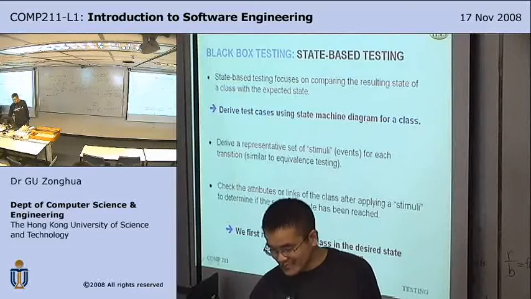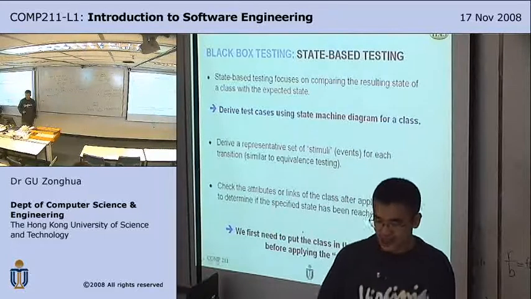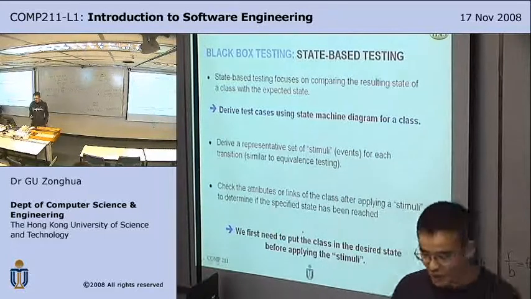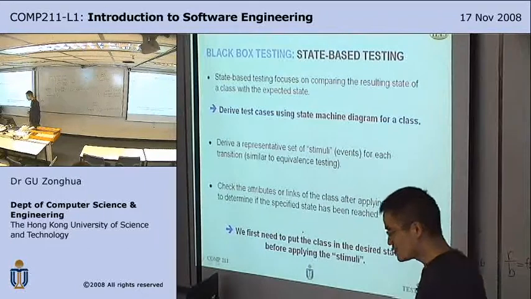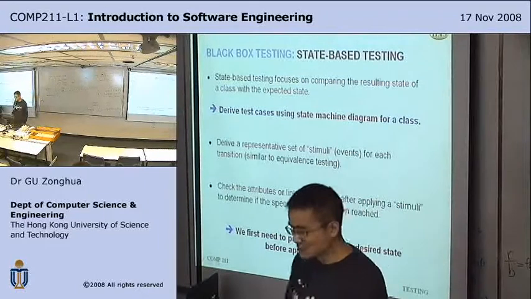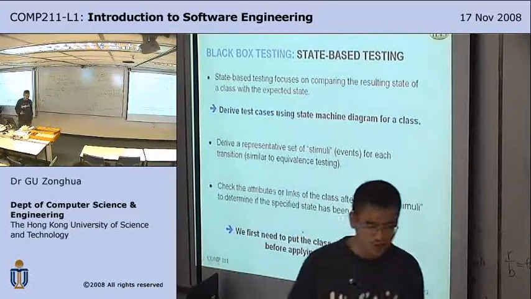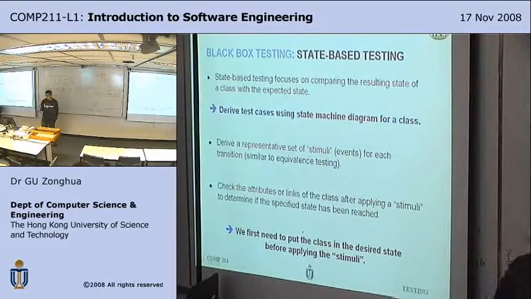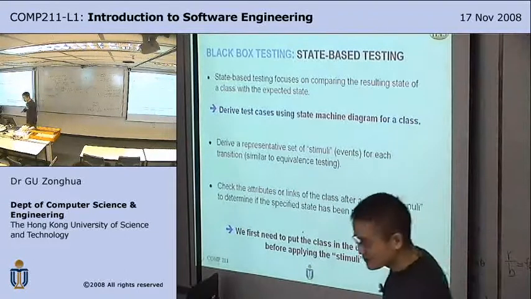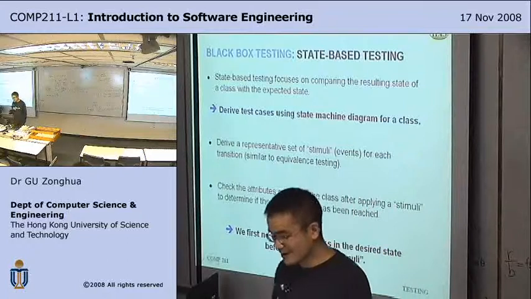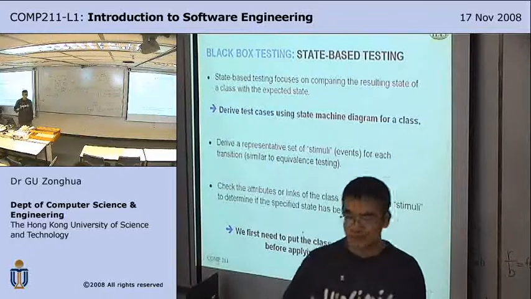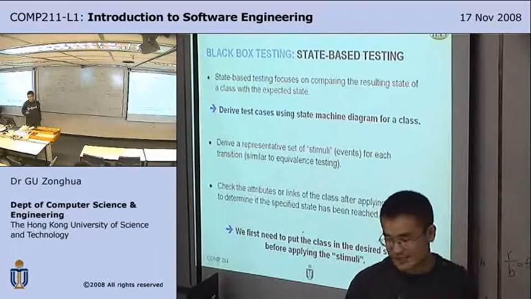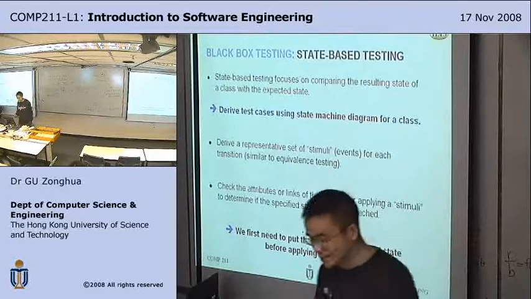So you first need to put the class in the desired state before applying the stimuli. That is, you're trying to drive the system from state 1 to state 5, for example, while the initial state is state 0. But to drive it from state 0 to state 1, you may have to jump over many different intermediate states. And it may not be very easy.